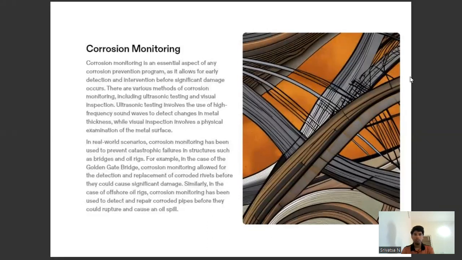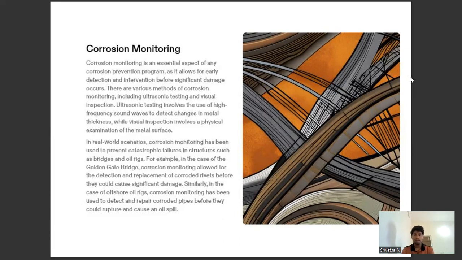Corrosion monitoring. Corrosion monitoring is an essential aspect of any corrosion prevention program as it allows for early detection and intervention before significant damage occurs. There are various methods of corrosion monitoring, including ultrasonic testing and visual inspection. Ultrasonic testing involves the use of high frequency sound waves to detect changes in metal thickness, while visual inspection involves a physical examination of the metal surface.